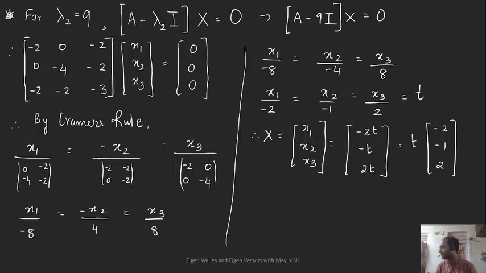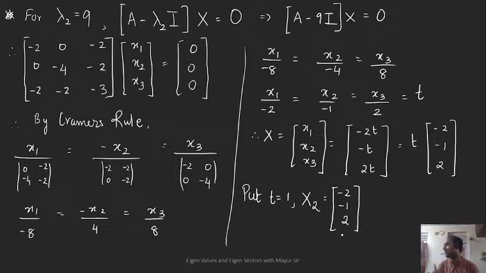Noted. Okay, Sandeep sir, noted about your request. We will go ahead now. So you put t equal to 1 and you get capital X2. This is our second eigenvector, that is minus 2, minus 1, 2.